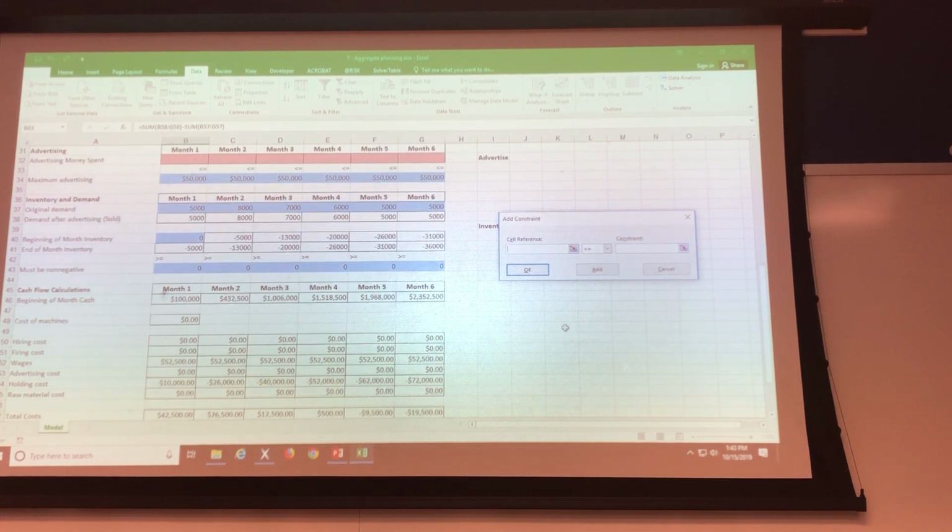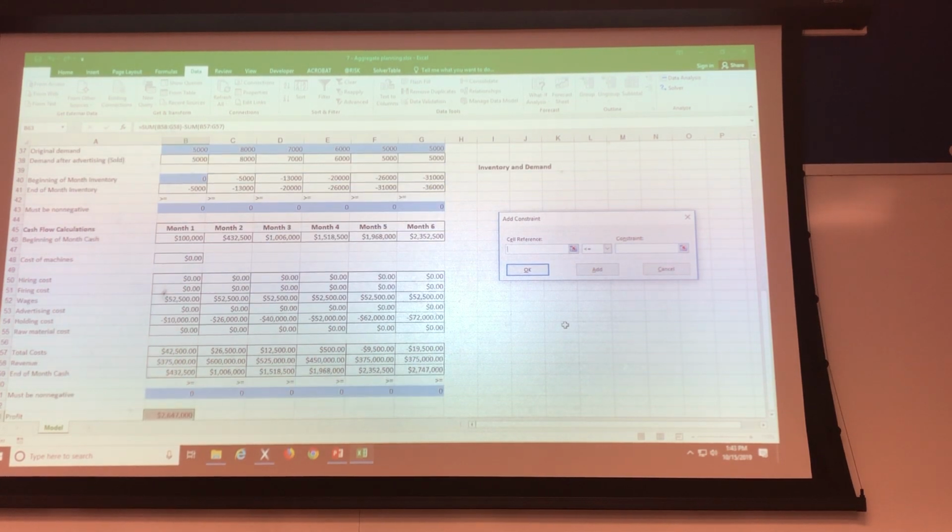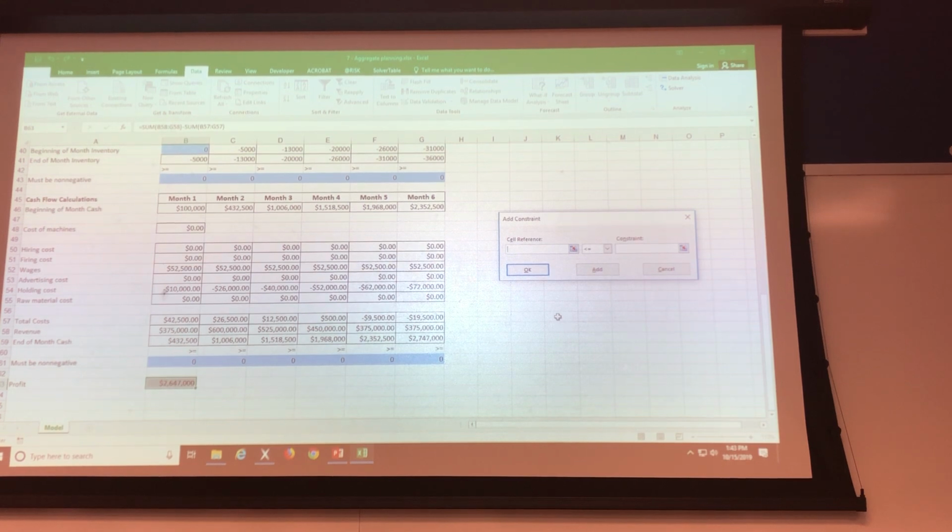One more, which is cash. We do the same thing, non-negative cash. So the cash number, which goes from B to G 59, is greater than or equal to the zeros that you see in B to G 61.